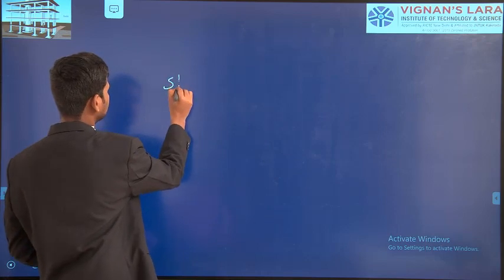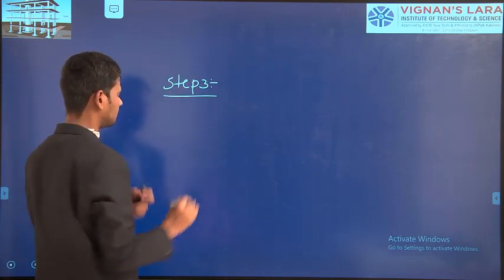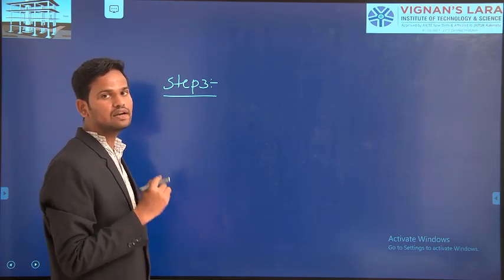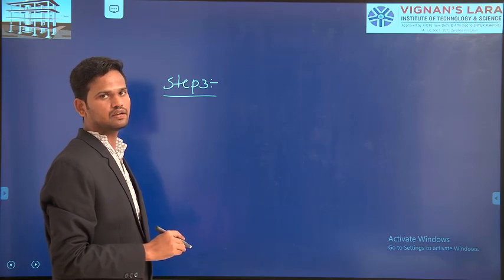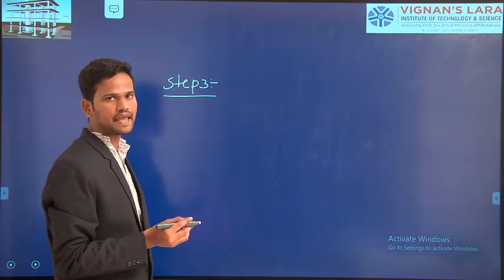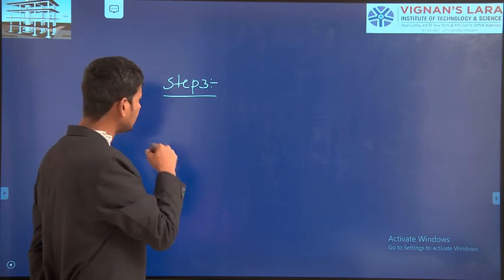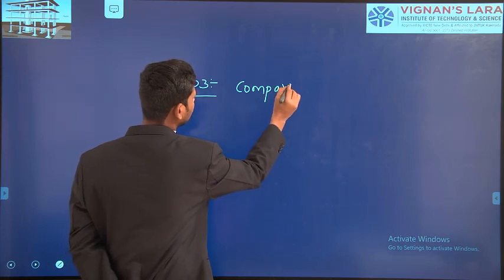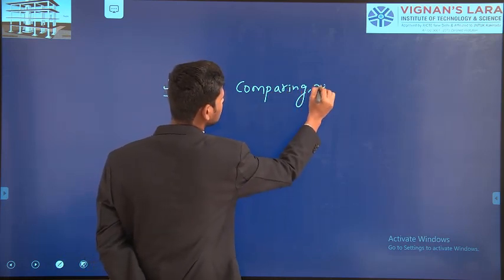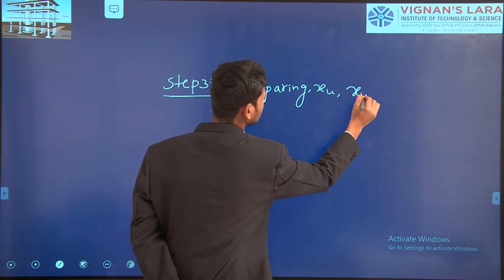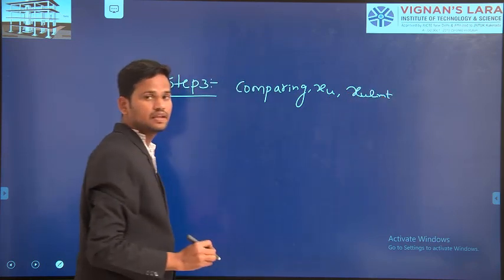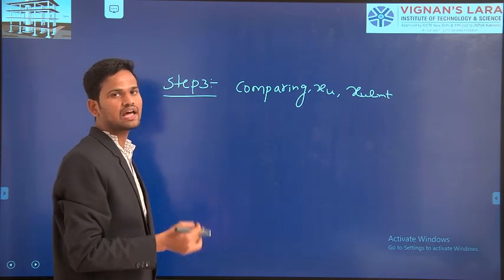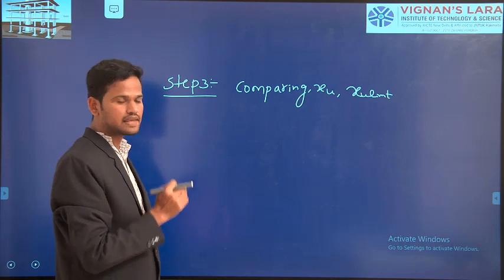Next, in the following step, we are comparing Xu and Xu limit. That means we are comparing the actual depth of the neutral axis with the limiting depth of the neutral axis. Already we know how to calculate Xu, and we know how to calculate the Xu limit.